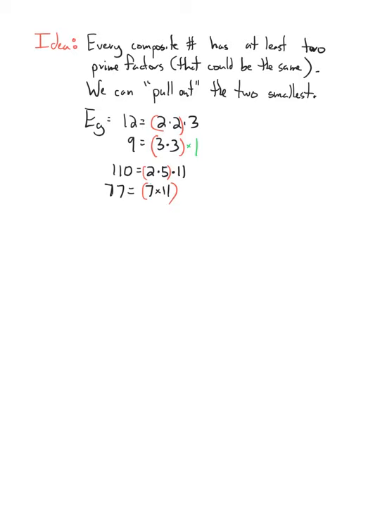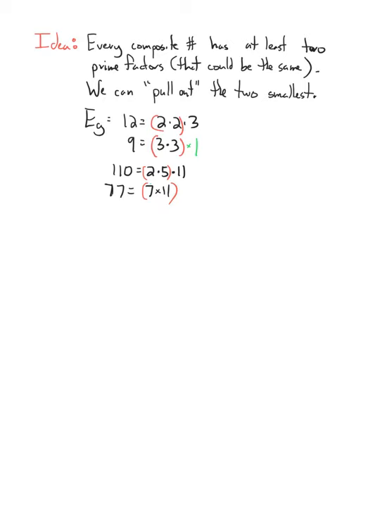So the idea here is we're going to use the fact that all composite numbers definitely have two prime factors. They could be the same prime factor, but they definitely have two of them. So we can pull out the two smallest prime factors that a composite number has. We know composite numbers have two or more factors, and each factor can be factored into its prime factors, so every composite number is going to have at least two prime factors. Again, they could be the same. So the idea is we're going to take the two smallest ones.